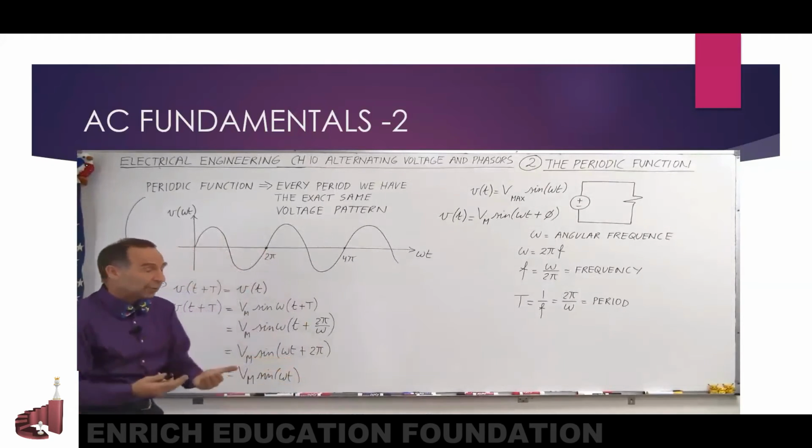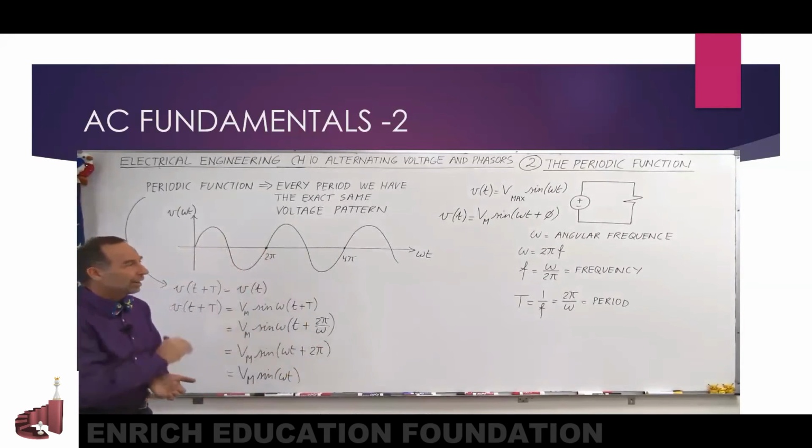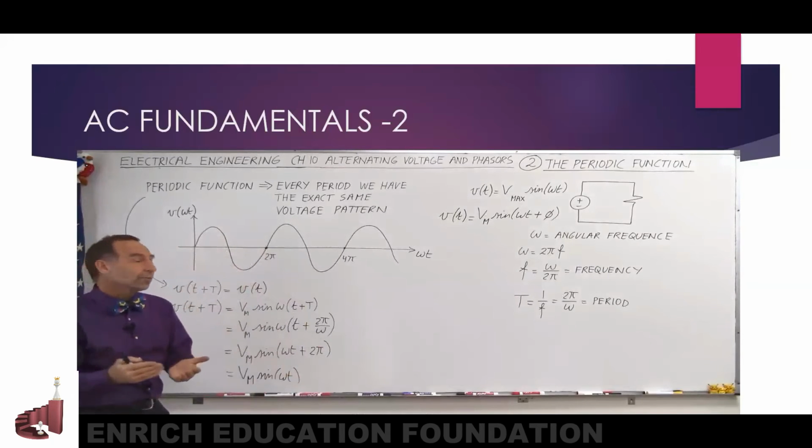Because after all, we add one period, we add a phase angle of exactly 2 pi, you get back to the same point. And that's what we mean by a sinusoidal function, or a sinusoidal voltage function or current function.